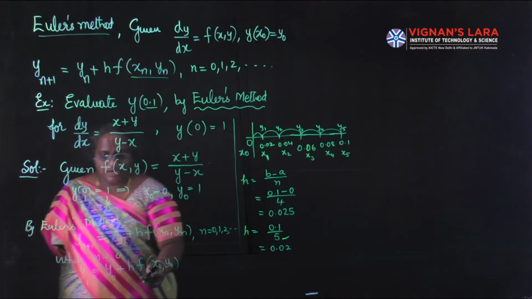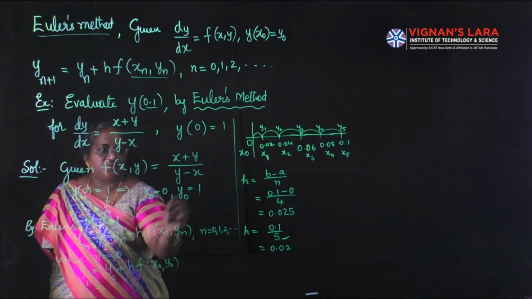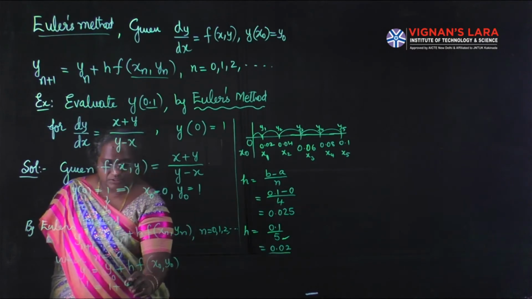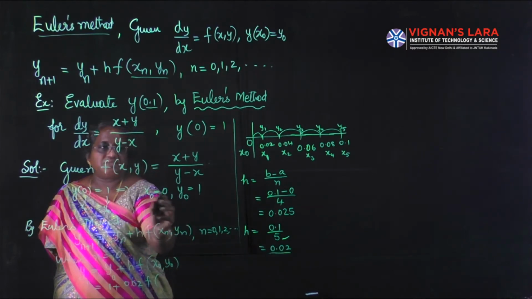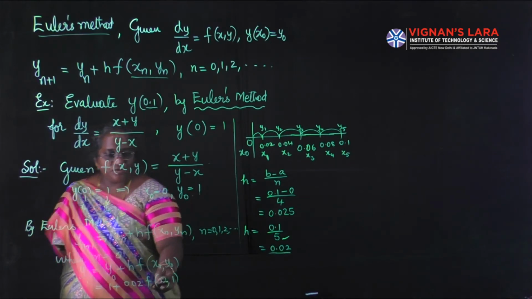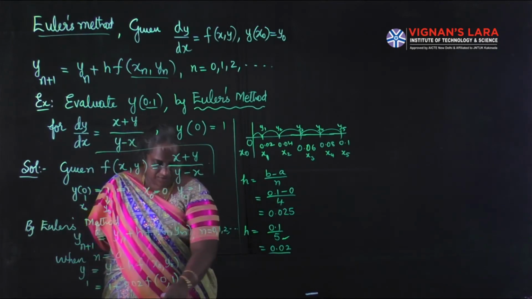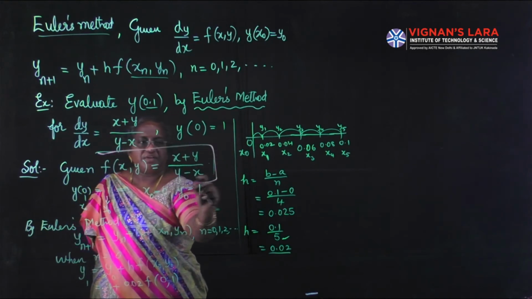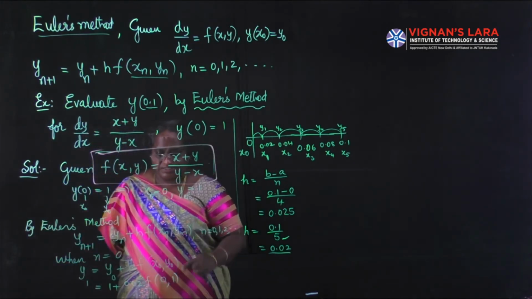So what is our answer here? This is equal to, what is our y0? Already I have written 1 plus h, I have fixed h as 0.02, into f of x0, y0. x0 is 0, y0 is 1. Where do I have to substitute these values? In our function f of x, y. What is our function f of x, y? f of x, y is equal to (x plus y) by (y minus x).